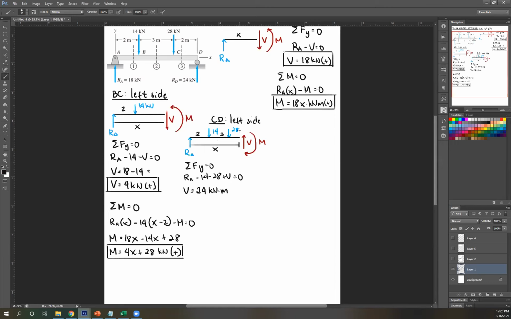Now check, is this clockwise or counterclockwise? From your V, again, try to rotate it about your beam. It's going to rotate this way, and that is, as you can see, counterclockwise. So counterclockwise, therefore your shear force is negative.